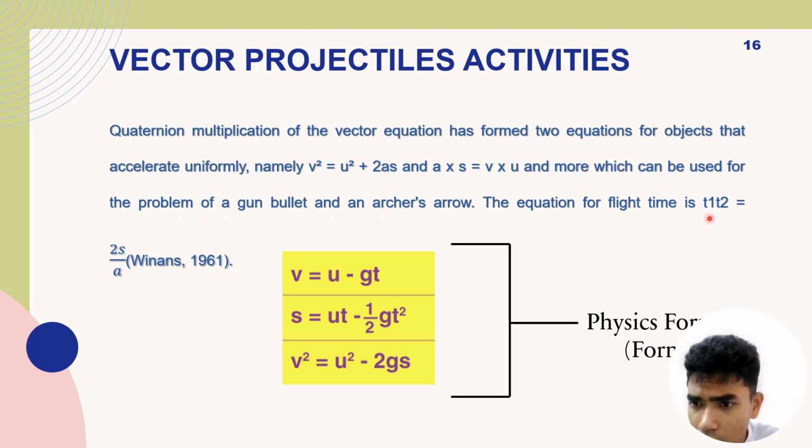The equation for flight time is t1 t2 equals 2s divided by a. Right here we have the formula, like it's also stated here, v squared by u squared and so on. It is a physics formula. Projectile vectors are related to physics, more deeply than just mathematics, because we need to calculate the angle and the speed of it. So it's really important to know the physics of the projectile so we can aim the bow, arrow, or gun more accurately.